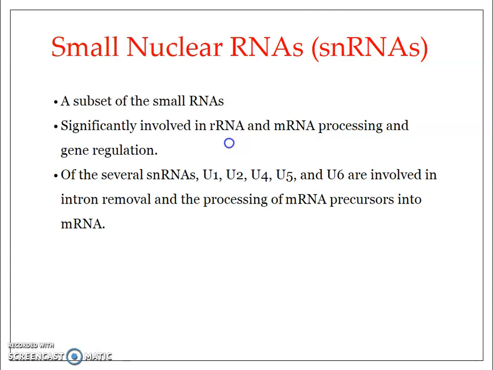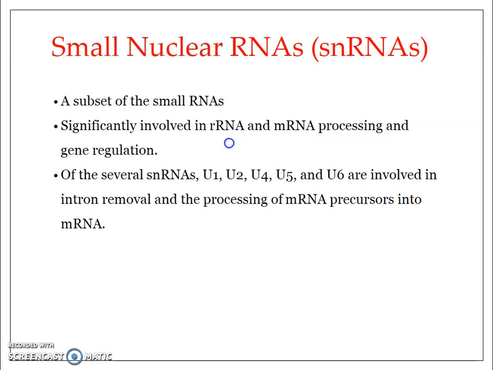When we discussed the post-transcriptional processing of mRNA, these snRNAs have a very important role there. We haven't discussed the whole process, just the different kinds of processing that happen in hnRNA to form mature mRNA, in one of the previous presentations. Here we can see that small nuclear RNA plays a very important role in rRNA processing and gene regulation in the nucleus, as well as in the post-transcriptional processing of mRNA, that is, removal of introns and the processing of mRNA precursors.